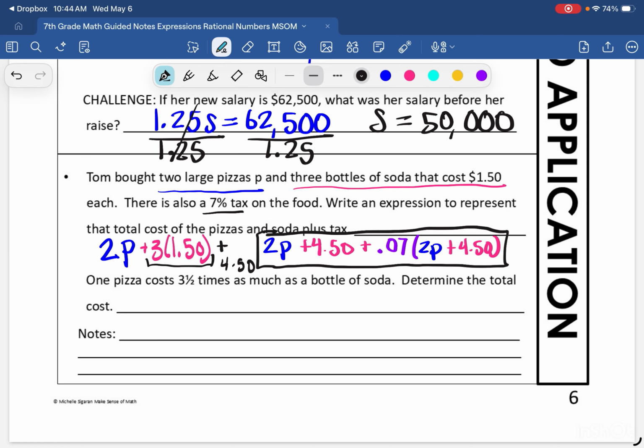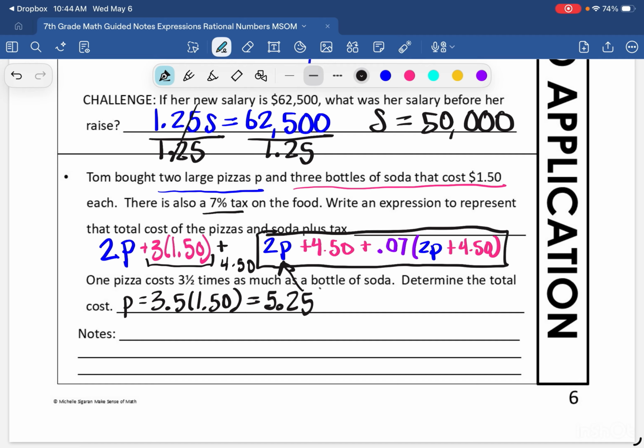So one pizza costs 3.5 times as much as a bottle of soda. So P equals 3.5, which I'm going to write as 3 5/10, times $1.50. And that gives me $5.25. So that is the cost of a pizza.